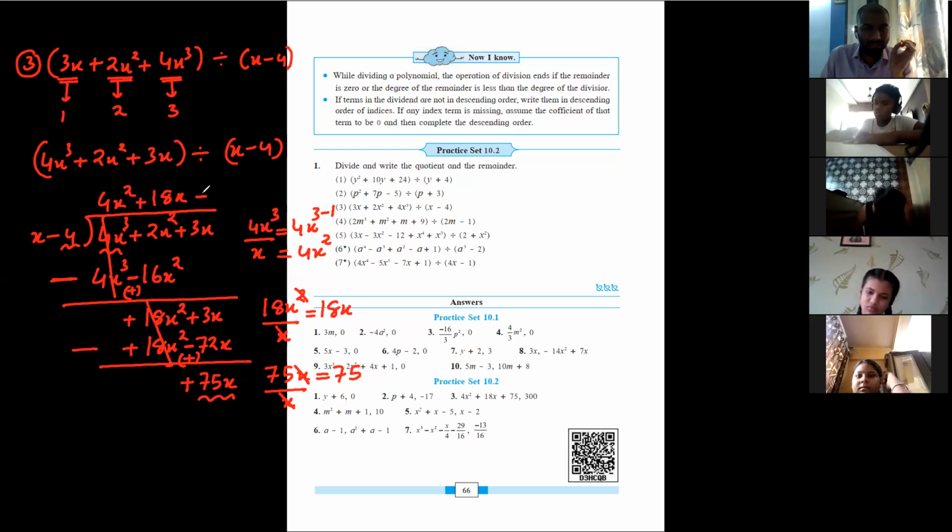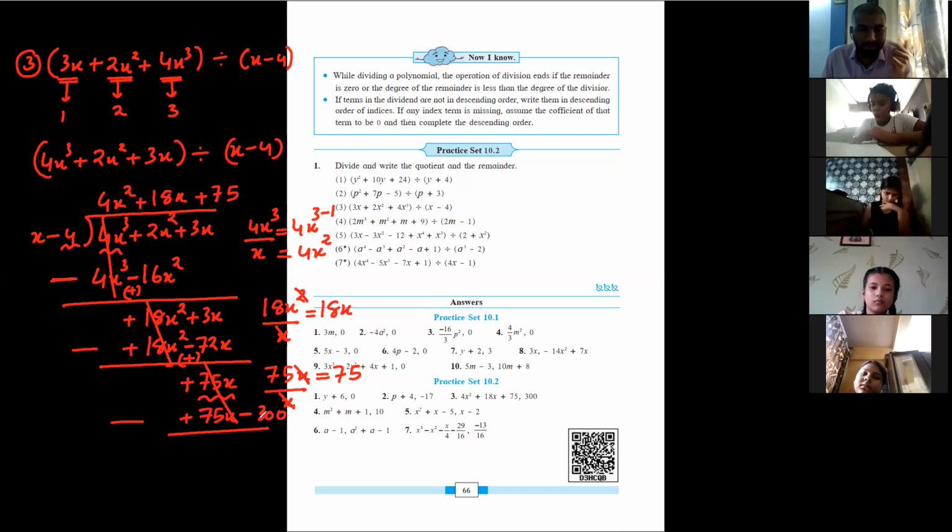So here you will write plus 75 at the top. So 75 into x will be 75x. Here the sign will be plus. This will get cancelled. Now don't forget to multiply this. So minus into plus is minus. 4 into 75 is 300. You subtract. What will happen because of the subtraction? This 300's sign will change. It will become plus. So the remainder is plus 300.